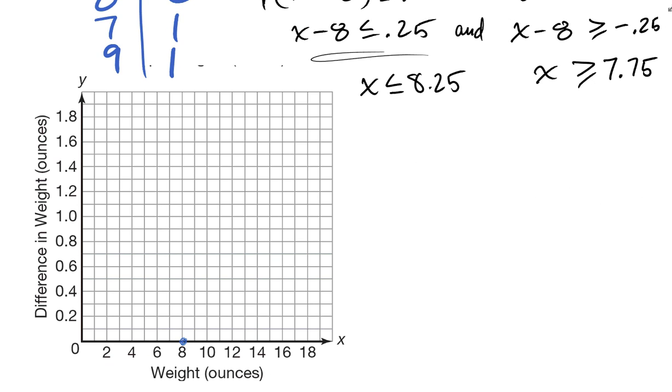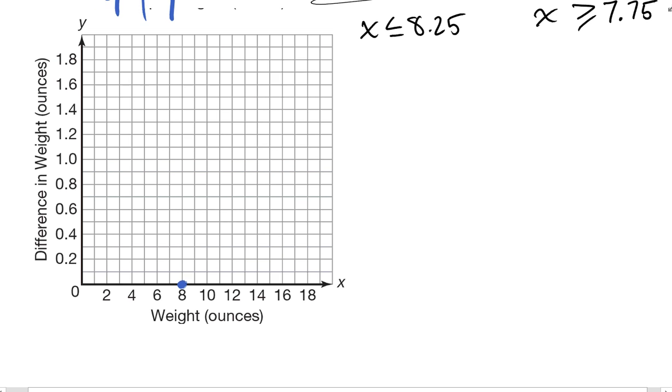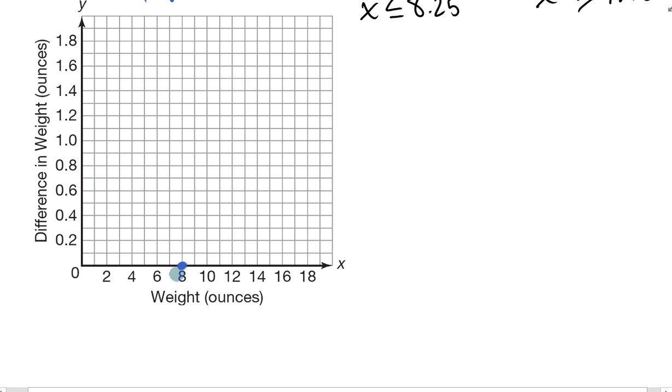So one of them is right here at 8, 0. The other point that I was talking about was at 7, I'm going to have a value of 1. So at 7, I'm going to come all the way up here to 1. And then the other one is at 9, I'm going to go all the way up to 1 also. Now, when you look at that, that is a very sharp point right here. So most of this graph is going to be unused.